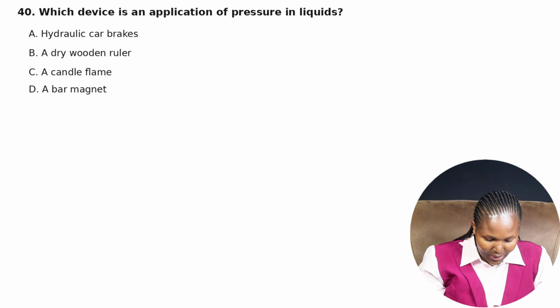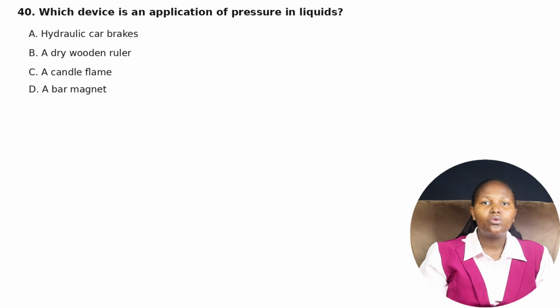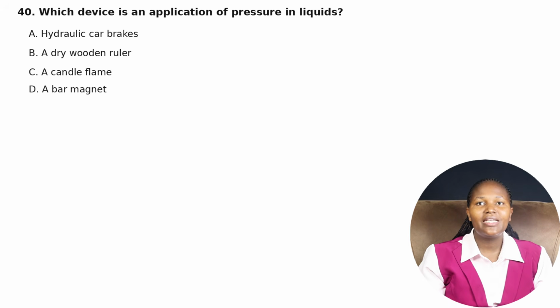A, hydraulic car brakes. B, a dry wooden ruler. C, a candle flame. And D, a bar magnet. So for question 40, the correct option is A, hydraulic car brakes, because car braking systems use a liquid to transmit pressure from the driver's input to braking components at the wheels. And this makes pressure in liquid useful in practical devices.